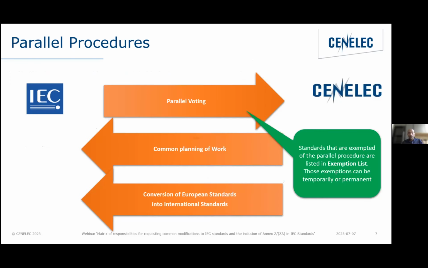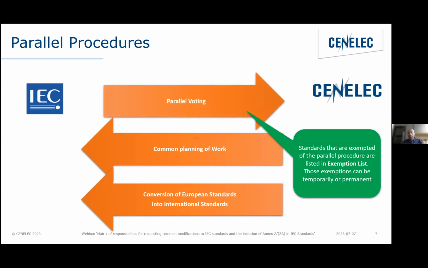So again, the agreement is about common development and parallel voting of the new work. There's a common planning. So IEC develops the standards, and at the same time at CENELEC, we vote at the same time as IEC. We will see that in the next slide. The agreement foresees as well that when a new reference is created at CENELEC, it is automatically offered to IEC and converted into an EN-IEC standard.